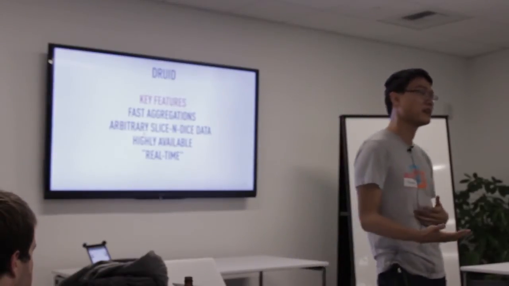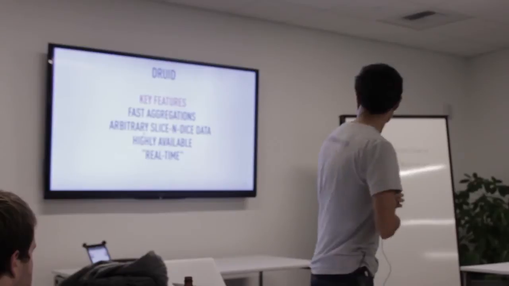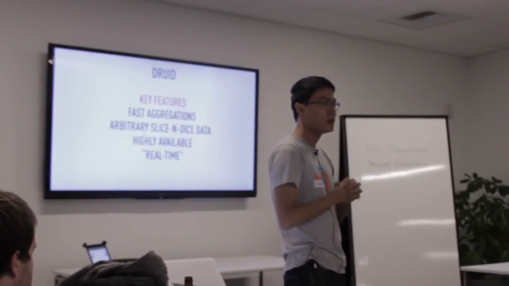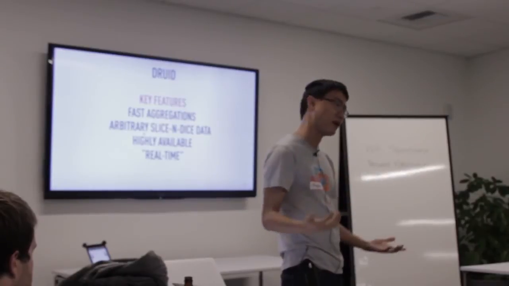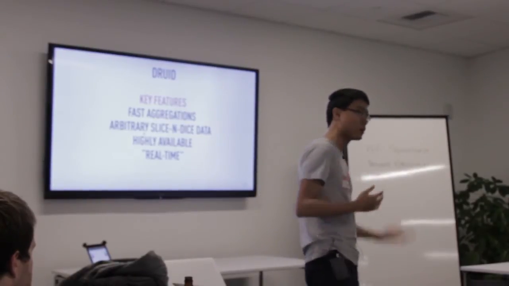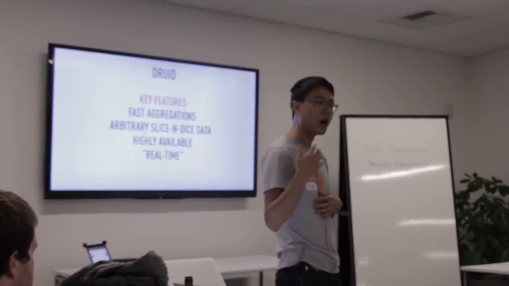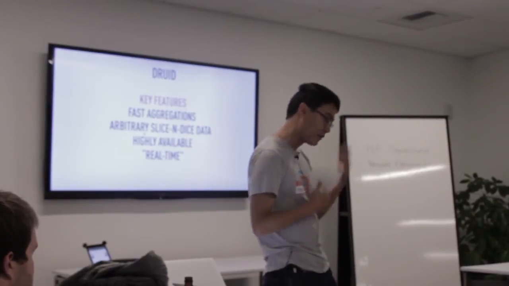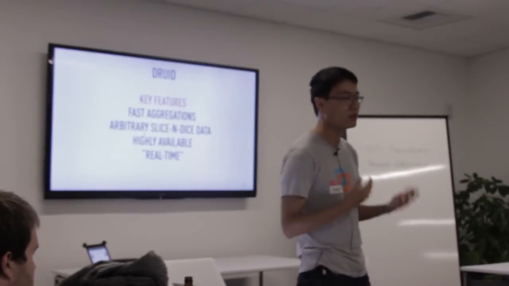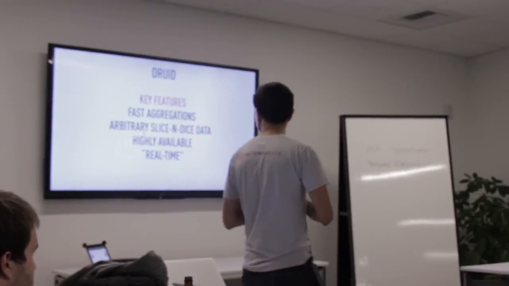There are a few other things that I think it does pretty well. It allows for arbitrary slicing and dicing of data, so you can filter your data really without any bounds. Druid is designed to be a production quality system, so it's designed to be highly available, and it's designed for an environment where failures are an everyday occurrence as opposed to any sort of anomaly.